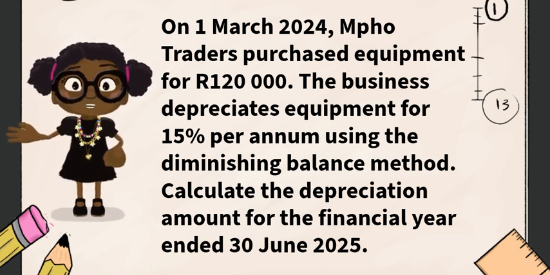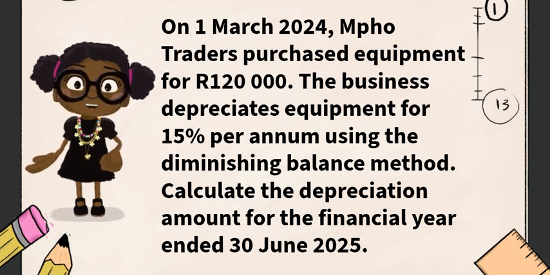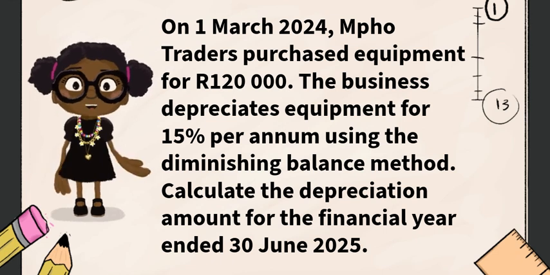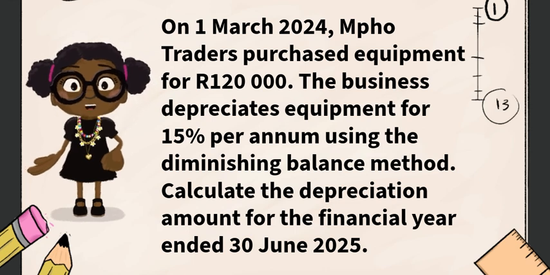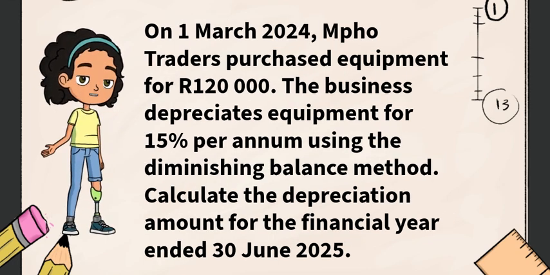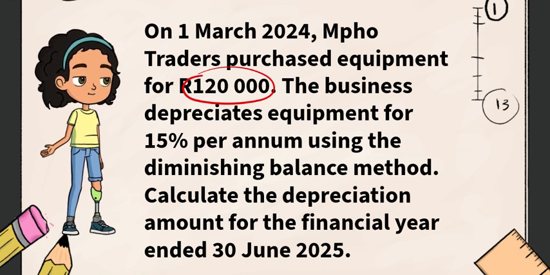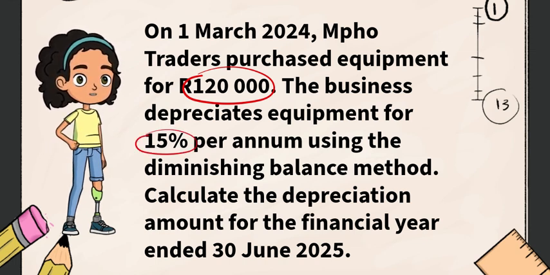On the 1st of March 2024, Import Traders purchased equipment for 120,000 Rand. The business depreciates equipment at 15% per annum using the diminishing balance method. Calculate the depreciation amount for the financial year ended 30 June 2025. We have been given a cost price of 120,000 Rand, a rate of 15%, but we have not been given an accumulated depreciation for the year.